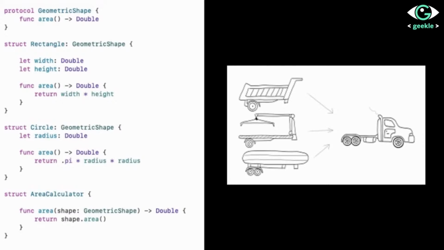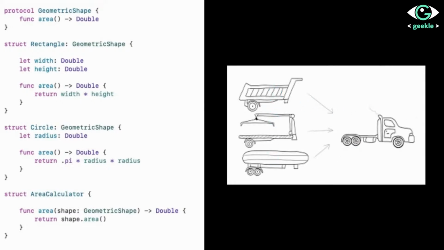If there is a requirement tomorrow to calculate the area of a triangle as well, we should be able to achieve it without modifying the existing area calculator struct, just by extending the geometry shape protocol for the triangle. This obeys the SOLID open and closed principle. So as you can see in this example as well, our trunk is the protocol and these are the separate classes.